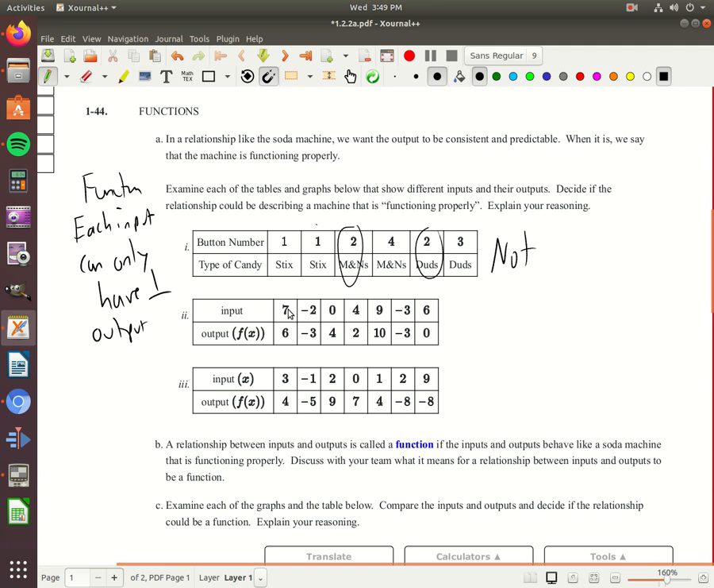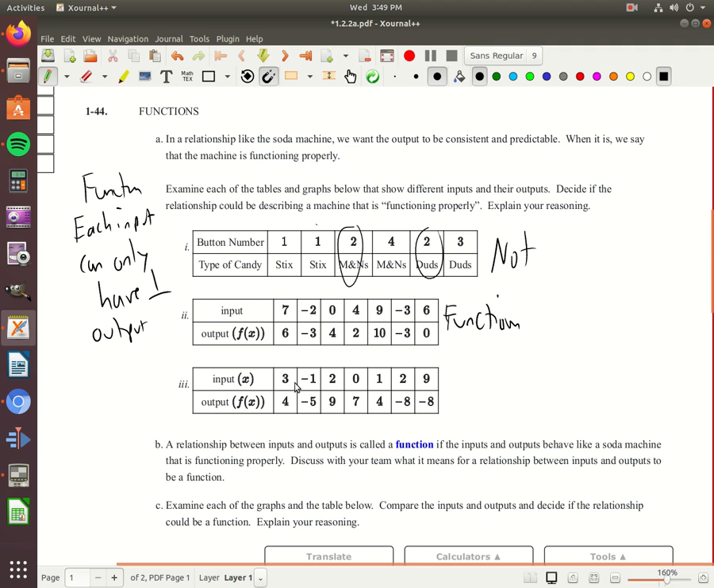This one. If I put a 7, I get a 6. If I put a -2, I get a -3. If I put a 0, I get a 4. If I put a 4, I get a 2. If I put a 9, I get a 10. A -3, I get a -3. A 6, I get a 0. Each of these buttons only gives me one output. So yes, this one is a function.